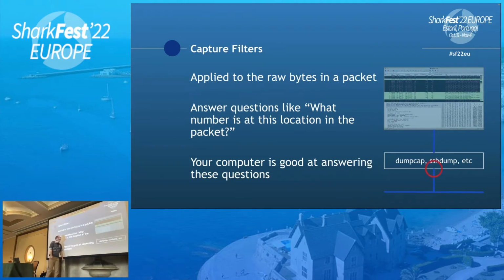The thing to know about capture filters is that they're applied to just a blob of bytes that come in off the wire. And so they have to be kind of, I won't say simple, because they're actually very powerful, these kinds of filters. But that's all they have to work with, just this blob of bytes that you just received off the wire, and you have to filter on that somehow. But capture filters are really good at answering questions like, what number is at a specific location in the packet?